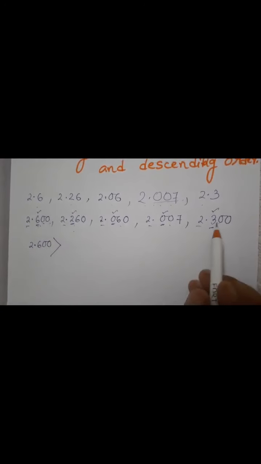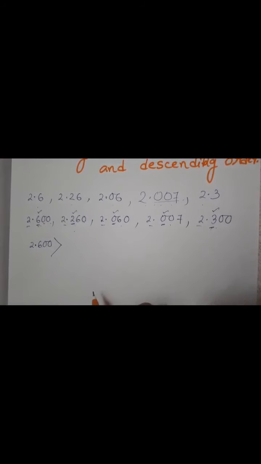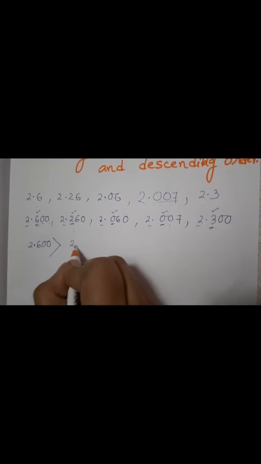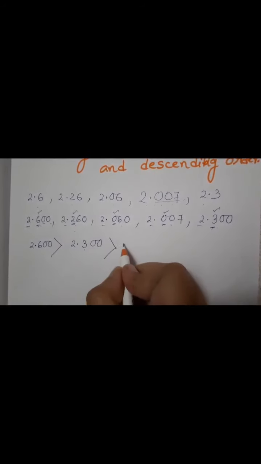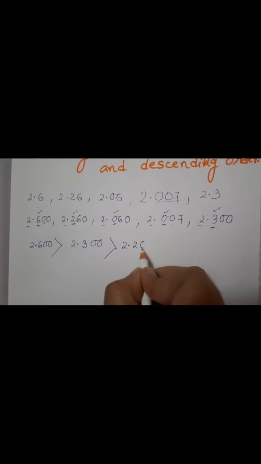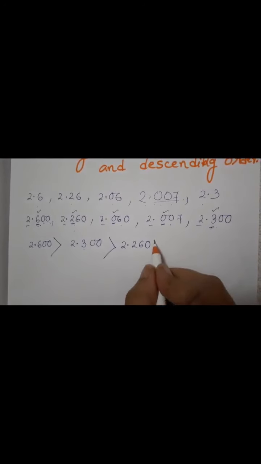Now after 6, the number that comes is 3. So this is greater than 2.300. After 3, the number that comes is 2. This is greater than 2.260. But there are two more numbers.